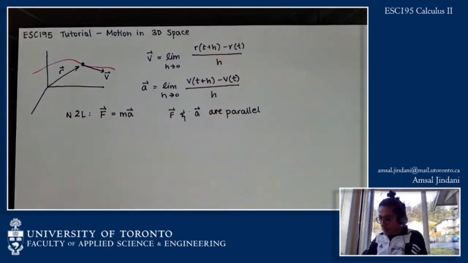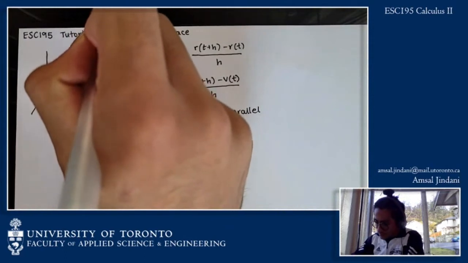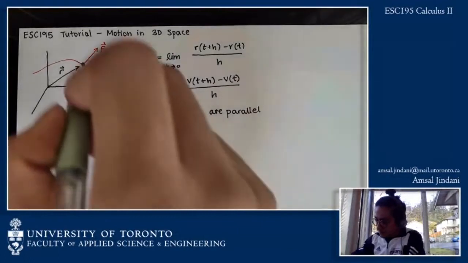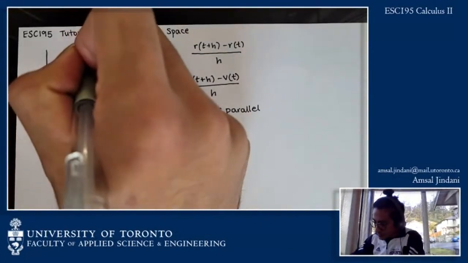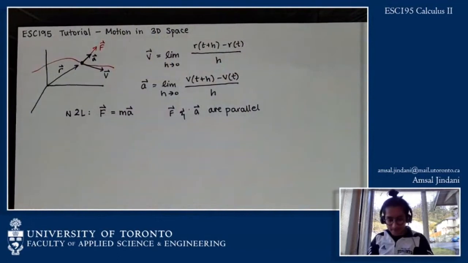So what does that mean? That means if I exert a force on this particle, let's say that's the force on the particle, then the acceleration is also going to be in the same direction as the force. Okay, so now we understand and have defined what a position vector, velocity vector, and an acceleration vector is.